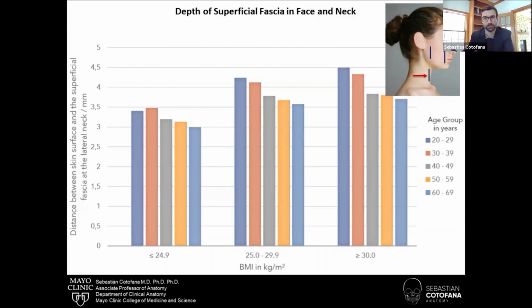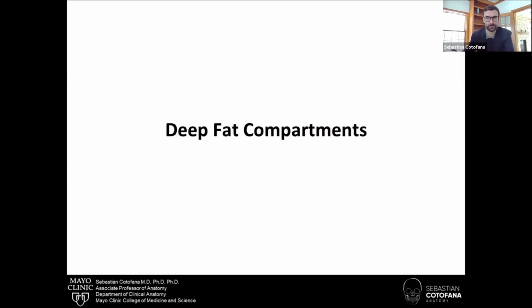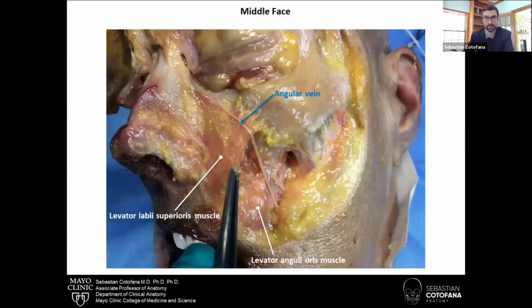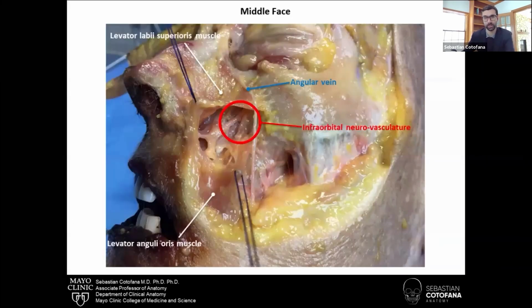So we talked about superficial fat, and let's talk about the deep fat compartments. The deep fat compartments are located in layer number 4, which you can see here. It's lying below the SMAS. And these fat compartments are separated by muscles. Like here, you can see that, for instance, not only by muscles, but also, for instance, by the angular vein and also by the infraorbital foramen. They're all separated by these respective structures because they are also deep. They're deep structures, and the deep fat compartments are located around these structures.